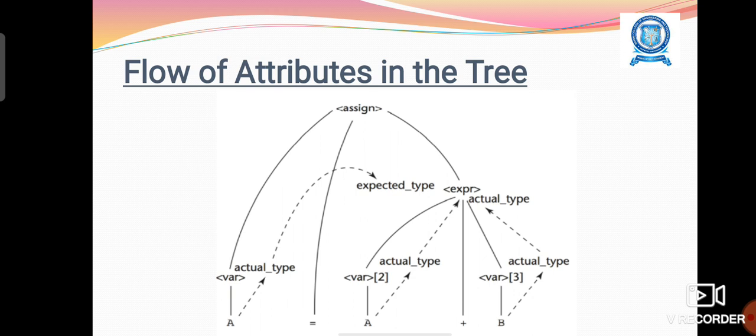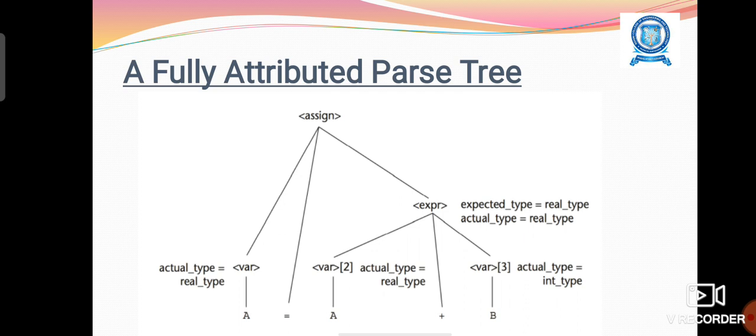So here the same tree, the attributes will be applied by the previous evaluation, and these attributes will be applied on the parse tree. So assign, variable, actual type, expected type, expression, variable 2 and variable 3 will be substituted for the expression, and so at every point actual type will be compared against the expected type and the final values will be substituted.